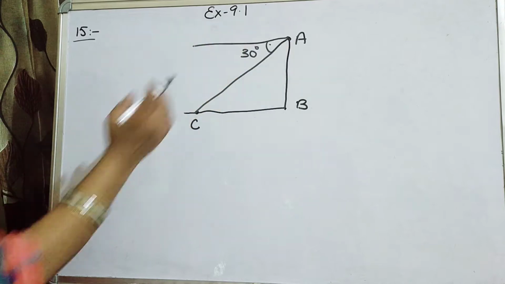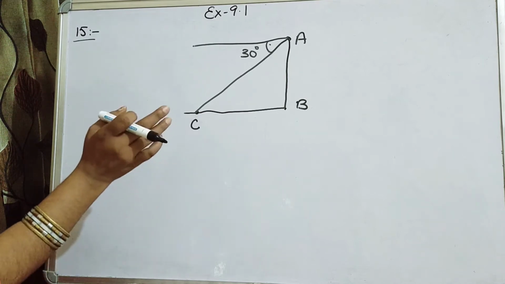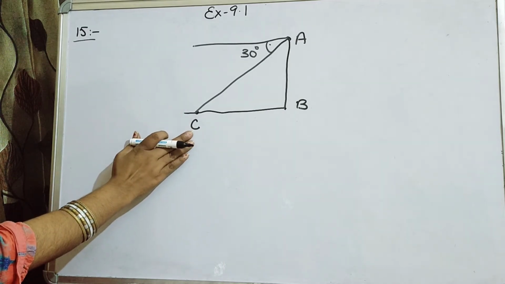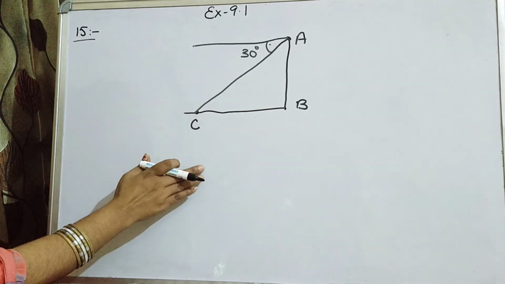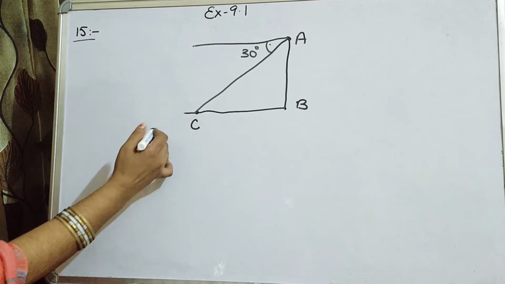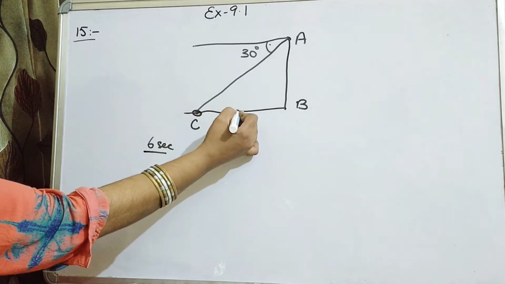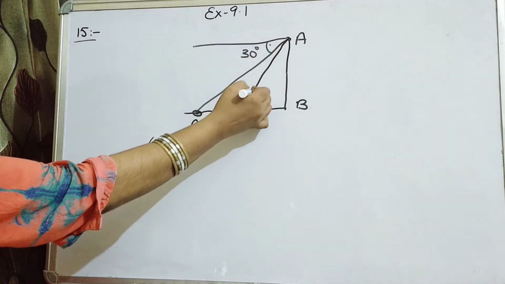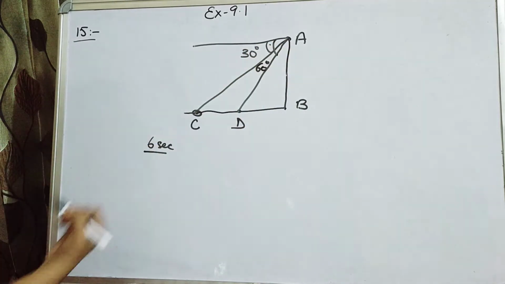When a man stands at point A, at the top of the tower, he observes a car which is at point C. It is also given that this car is moving towards the tower with a uniform speed. After 6 seconds, the car which was at point C now reaches point D. And now for this man, the angle of depression changes to 60 degrees. So this angle will be 60, right?